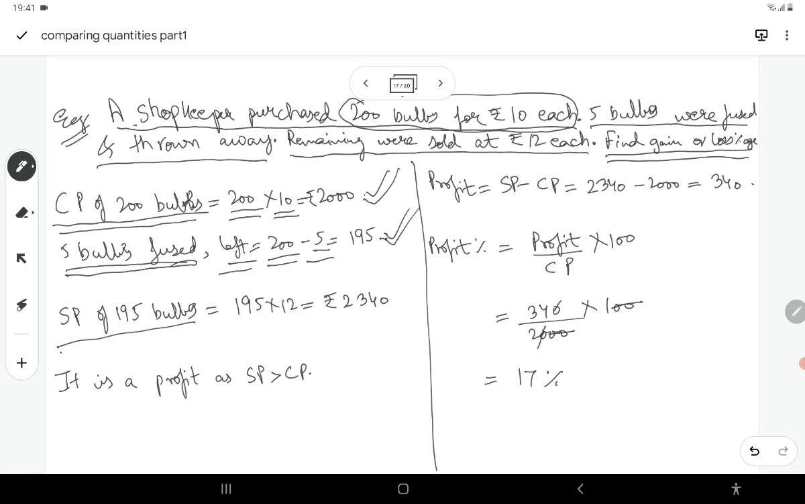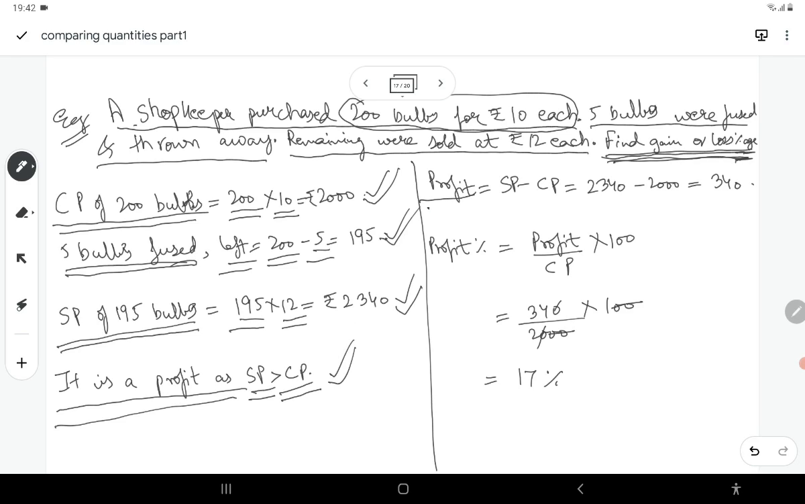So the selling price of the left bulbs, that is 195 bulbs, would be 195 into 12, which comes out to be equal to 2340. Now it is asked in the question to find the gain or loss percentage. So to find it, first we have to know whether it's a gain or loss. So it is a profit. How? As selling price is greater than cost price. So it is a profit.